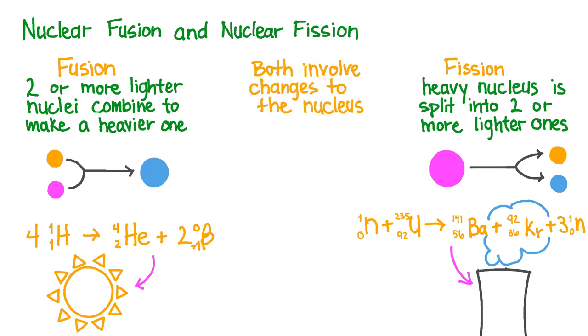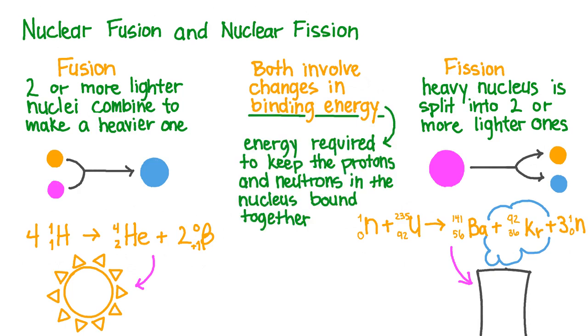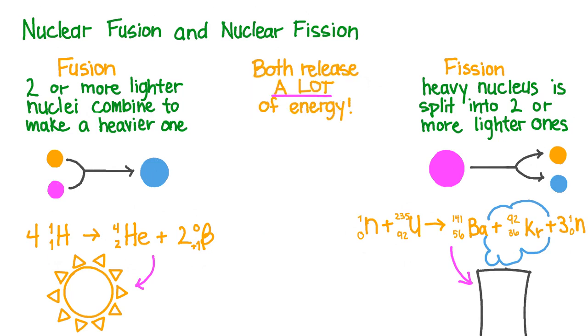Both fusion and fission involve changes to the nucleus of the atoms involved. In fusion, the nuclei are combined, and in fission, a nucleus is split. This means that both reactions are going to involve changes in binding energy, which is the energy required to keep the protons and neutrons in the nucleus bound together. Because of this, both fusion and fission release enormous amounts of energy. Both release millions of times more energy than burning fossil fuels does per kilogram of starting material.